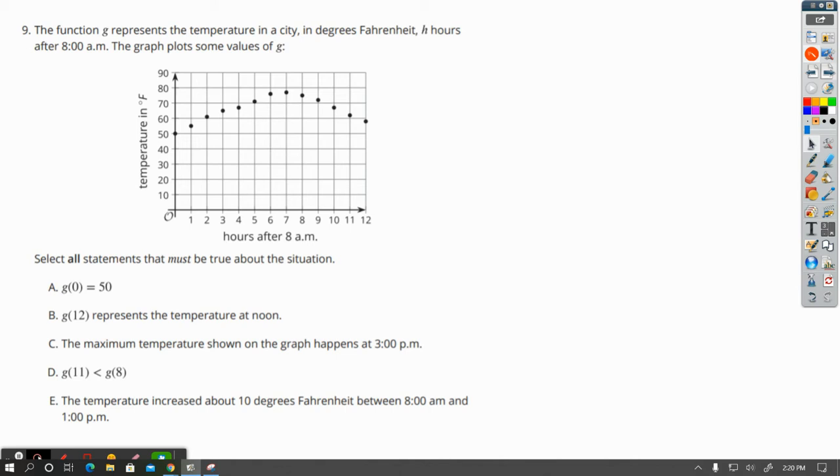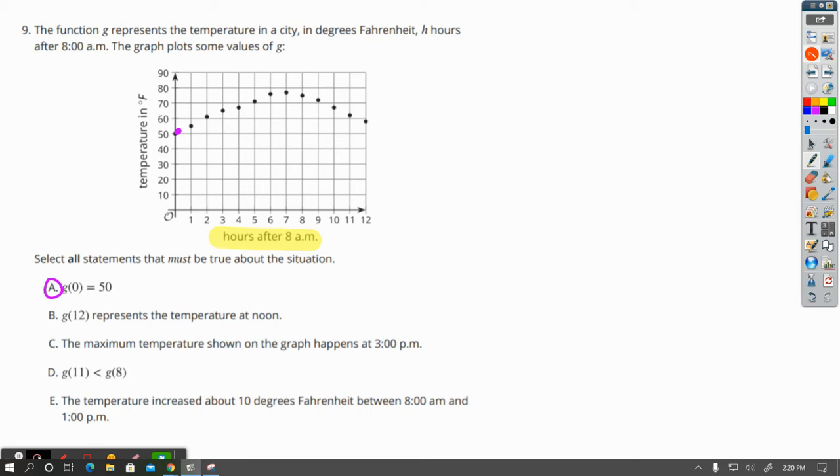All right, number 9 wants you to interpret some key features of graphs and be able to interpret the information that you're given. So what you needed to pay attention to here was that it is hours after 8 a.m. So it wants to know all of the true statements. So A, we're looking for G of 0 equals 50. So I'm going to go to 0 on the graph, and looky there, it is at 50. So that's a true statement.